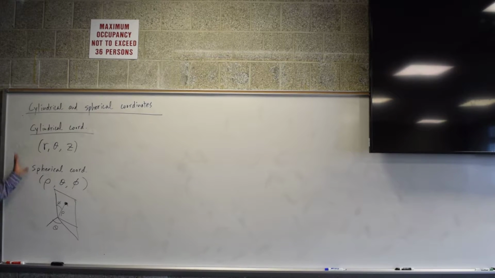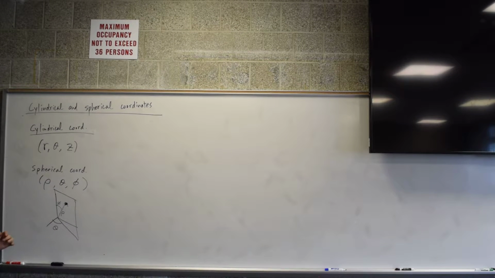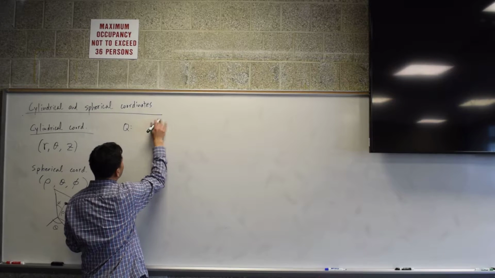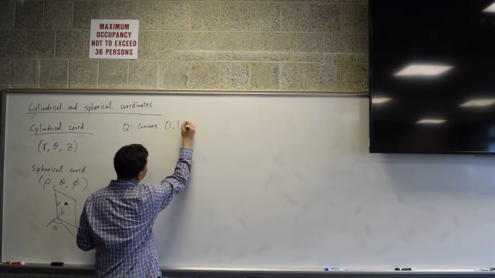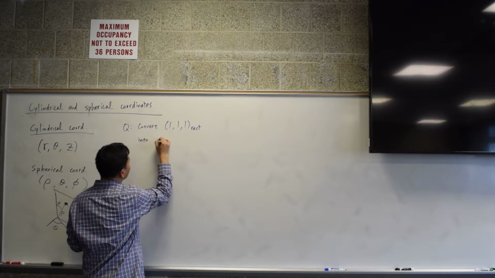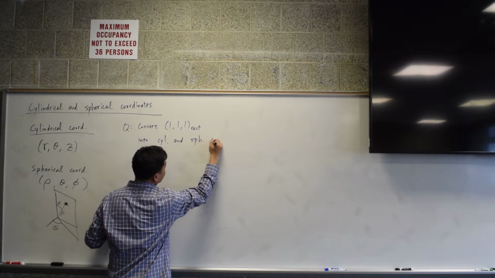Maybe a good way to understand this coordinate system is by thinking of an explicit point in space and trying to represent it in terms of cylindrical and spherical. So let's try that. So, question: convert (1, 1, 1) rectangular into cylindrical and spherical coordinates.